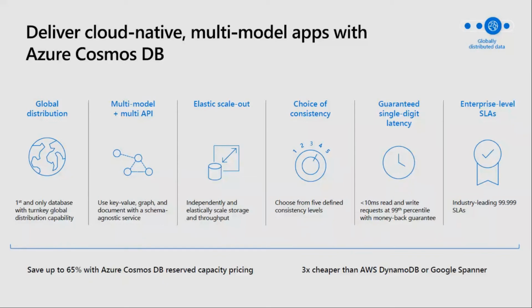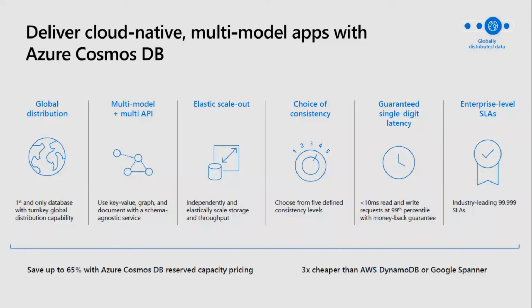Choice of consistency. As we have already talked about, most of the NoSQL databases in the industry support only two consistency models, namely the strong consistency model and the eventual consistency model, whereas Azure Cosmos DB gives you five well-defined consistency levels: strong consistency, bounded staleness, session, consistent prefix, and eventual.